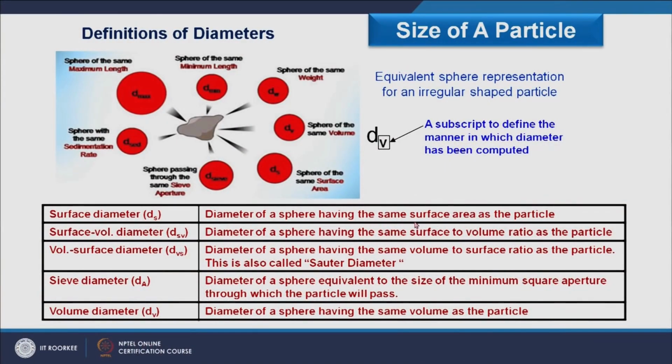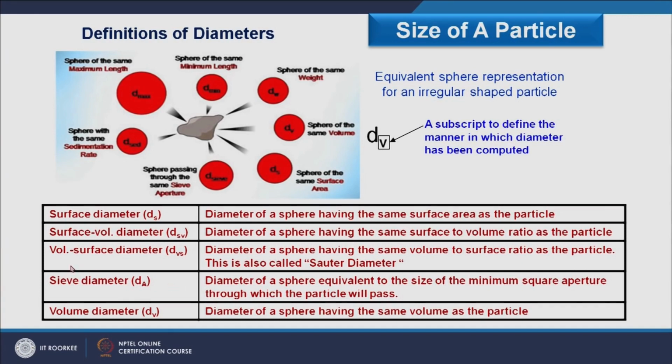So here I am having some of the definitions. If I consider surface diameter, denoted as ds, that is the diameter of a sphere having the same surface area as the particle. Second, we have surface volume diameter, dsv, the diameter of a sphere having the same surface to volume ratio as the particle. Volume surface diameter, dvs, is slightly different: the diameter of a sphere having the same volume to surface ratio as the particle, and thus is also called Sauter diameter.